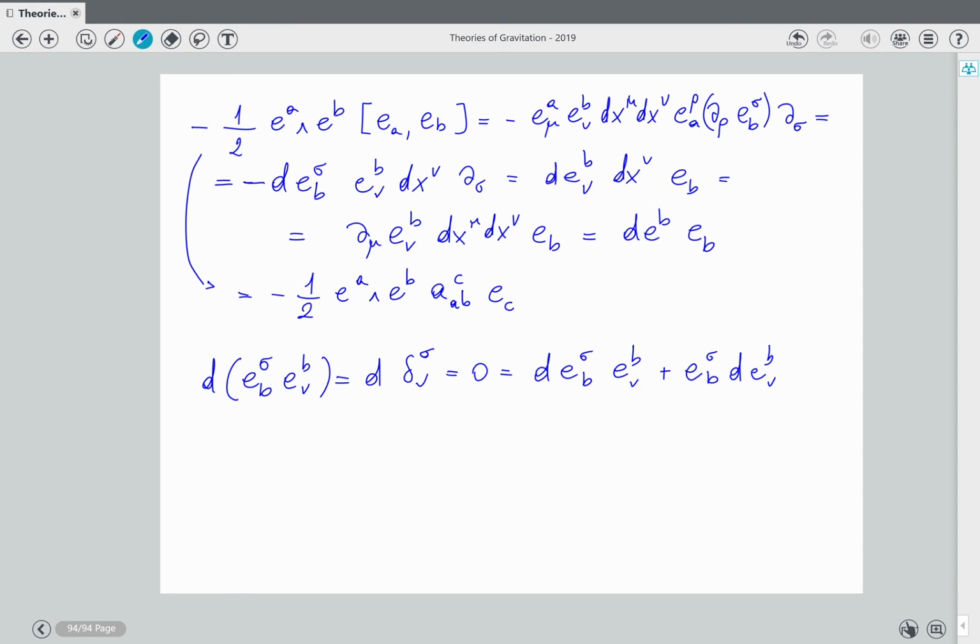Okay, now you have a 2-form times a vector equal to a 2-form times a vector, both expanded in the basis. The coefficients must be equal, and that is what finally gives what we want. So this thing must be equal to DE with a proper index, which is minus 1/2 EA wedge EB A ABC equals DEC. Then we will plug it in and get the final form.